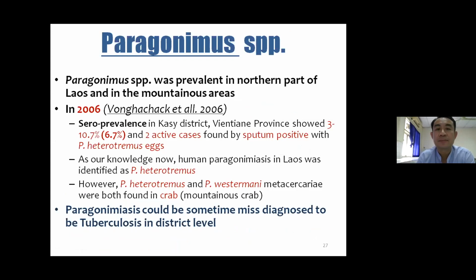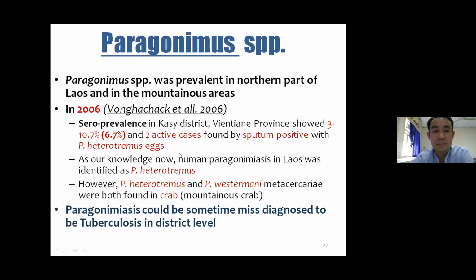The last one is for Paragonimus species. Paragonimus species is prevalent in the north part of Laos and also in the mountainous area. So in 2006, we did seroprevalence in Kasi district. Kasi belongs to Vientiane province, which is far from Vientiane capital, more than 100 kilometers. And before that, the seroprevalence of the population in Kasi district was around 6.7%. And we found two active cases from sputum in this study.